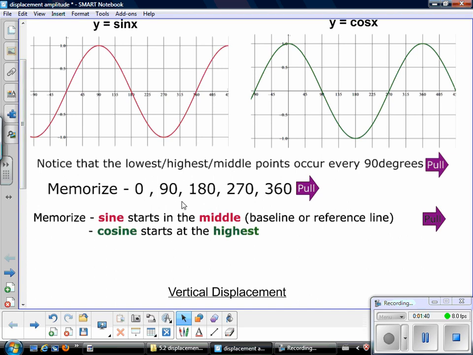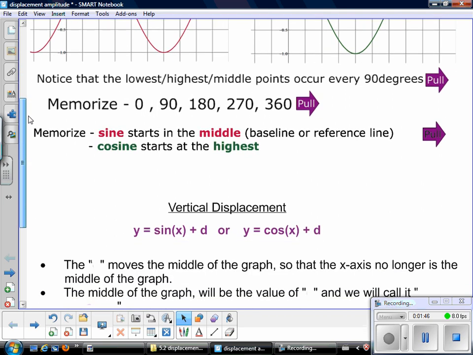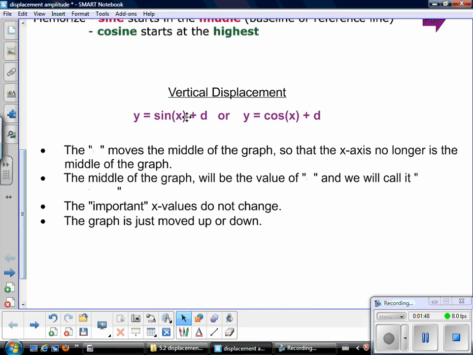When we shift things left and right, obviously things are going to change a little bit. Okay, so vertical displacement. This is what the equation would look like: y equals sine x plus a number or minus a number, and the same thing for cos. It's not so important that it's the letter D here. It's the location of that letter D. It is after the sine that we have that.